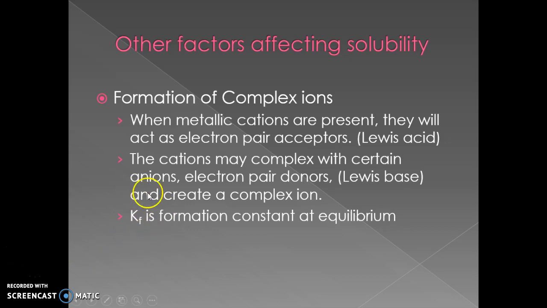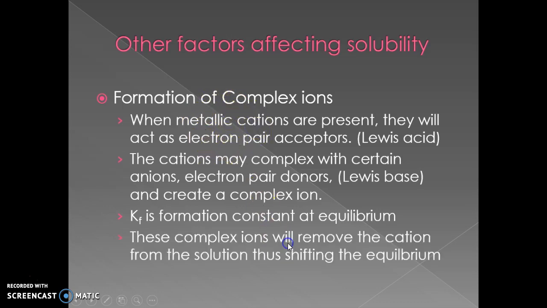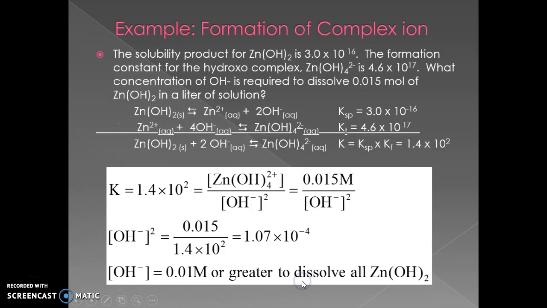So if KF is reasonably large, that means more of that insoluble or that ionic substance will actually dissolve. The complex ions are going to remove the cation from solution, and so it's going to shift the equilibrium to the right. So here's an example that you can actually see.